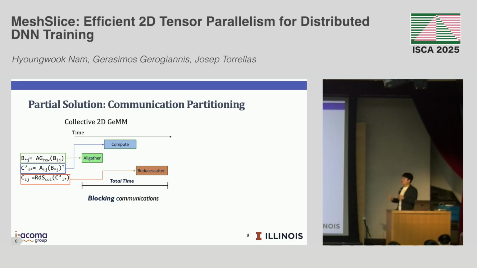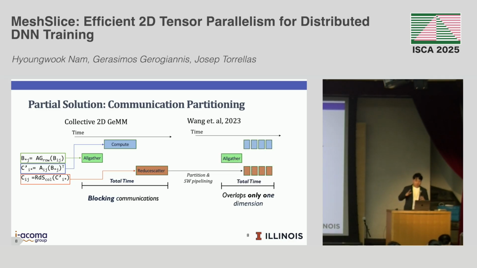Well, Google has a partial solution for this. Wang et al. proposed partitioning the collective communication into partial communications, like in this case, this reduce-scatter operation is partitioned into shift operations like this, and applying software pipelining so we can overlap computation with communications. As a result, we're running in a shorter time, but you can see that the all-gather is not overlapped because this method is only applicable to one of the dimensions.